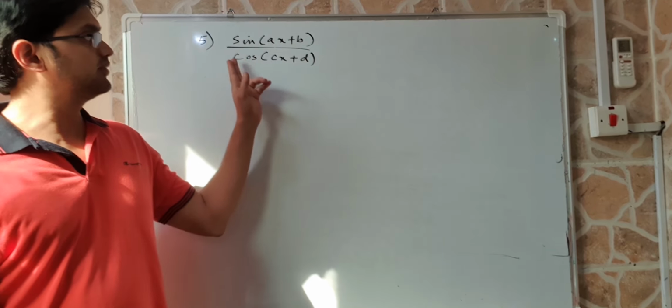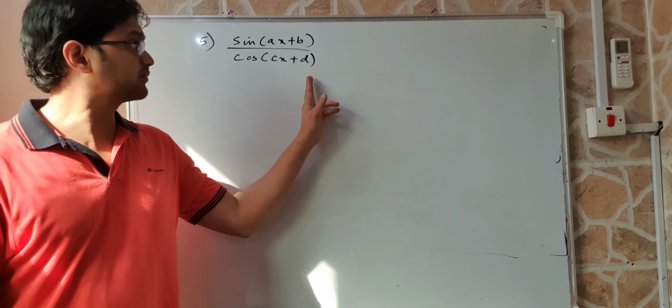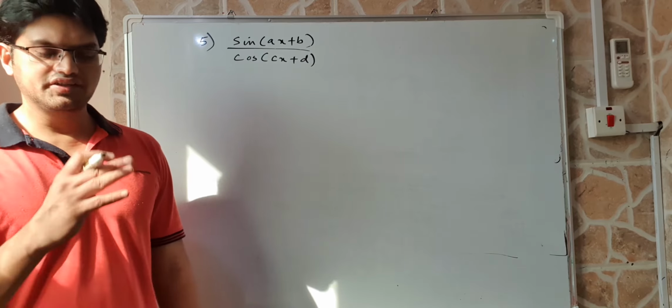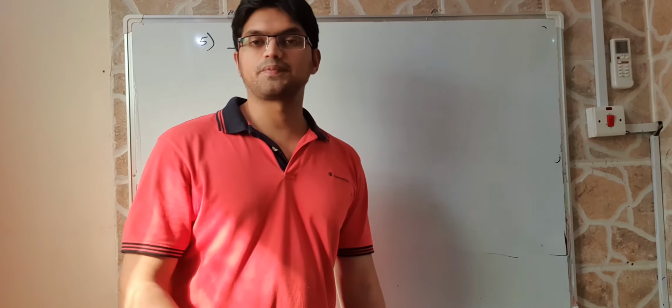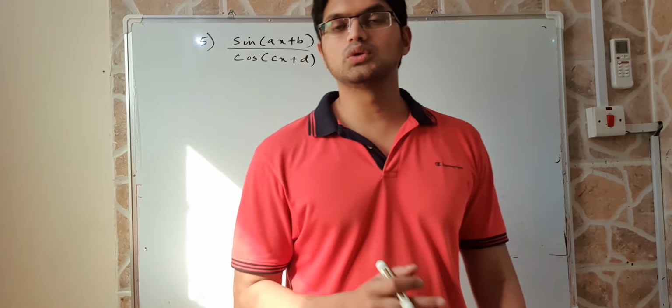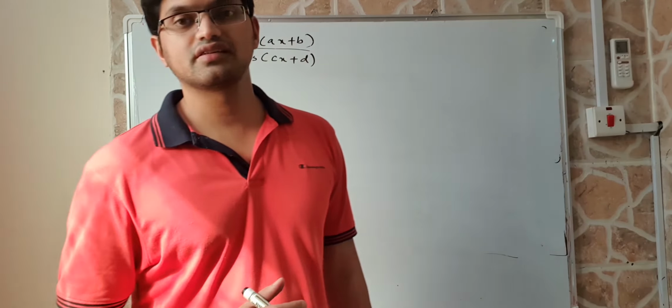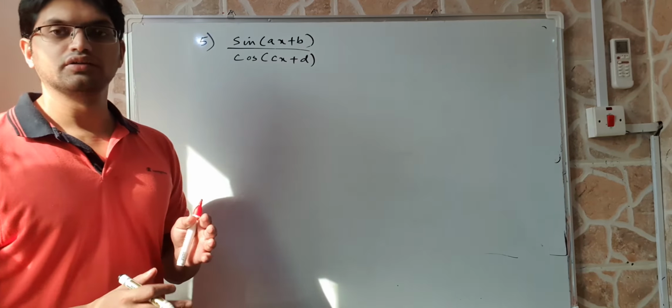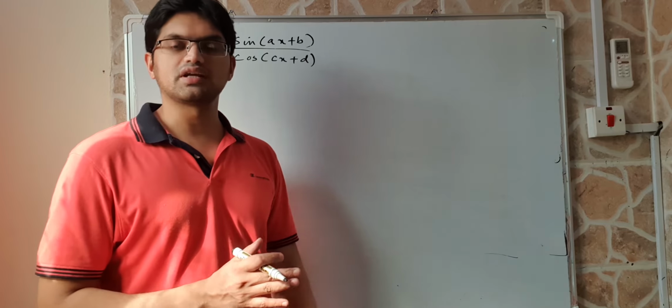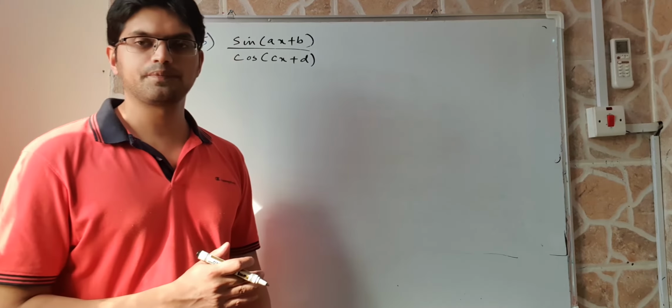sine of ax plus b by cos of cx plus d. See, in this question we have to use two rules. The first one is the quotient rule and the second one is our chain rule. The quotient rule you have already learned in 11th standard. So let me just write.